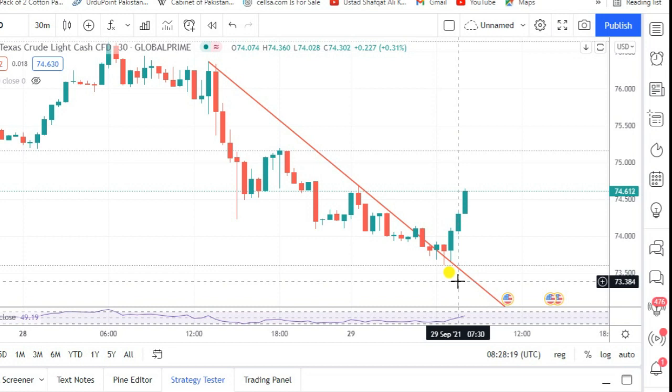For the long term the market is going to be bullish, so you guys have to keep your eyes on crude oil very carefully, because it gives you very good pips.